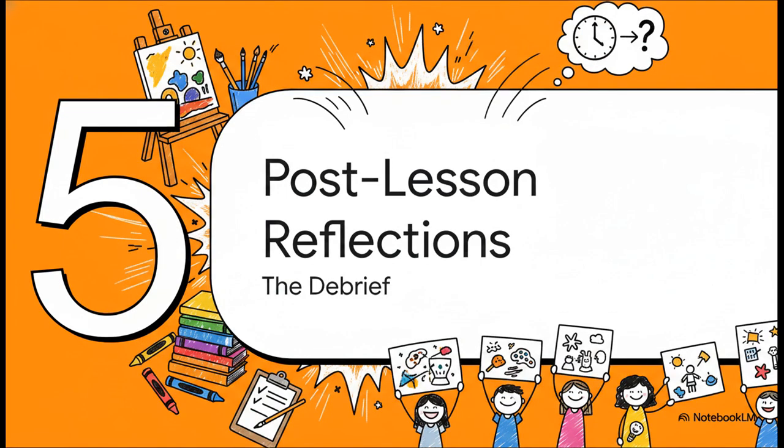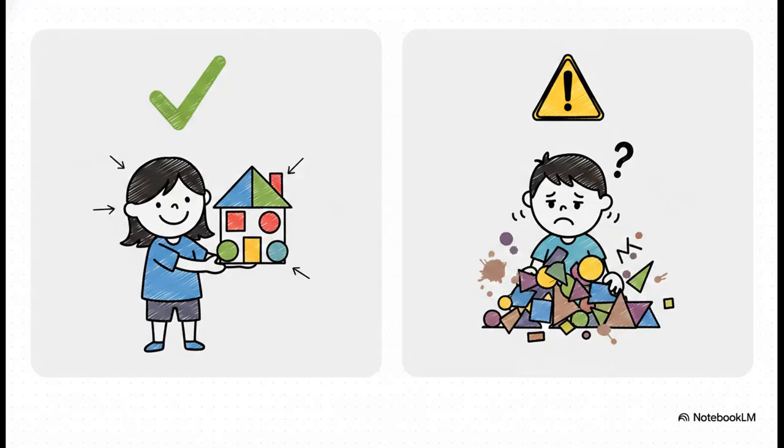Finally, we arrive at Section 5, Post-Lesson Reflections, the debrief. This is where the teacher reflects on what actually happened after the 60 minutes are up. Because every good plan requires a post-mortem to see how it survived contact with a room full of energetic 4th graders. Here, we can clearly contrast the immediate successes against the students' specific struggles.